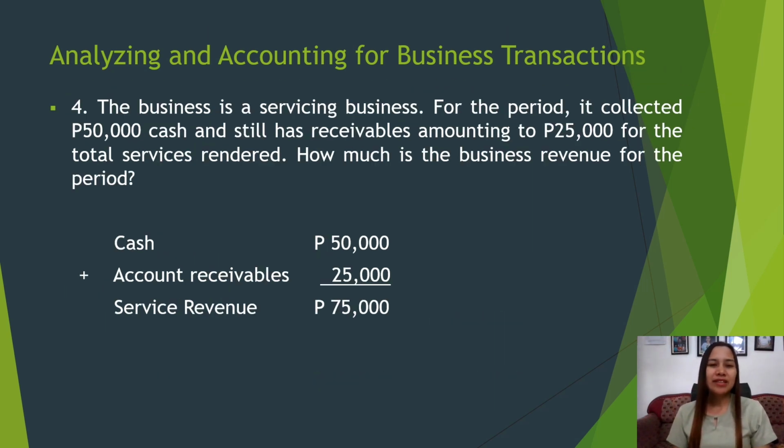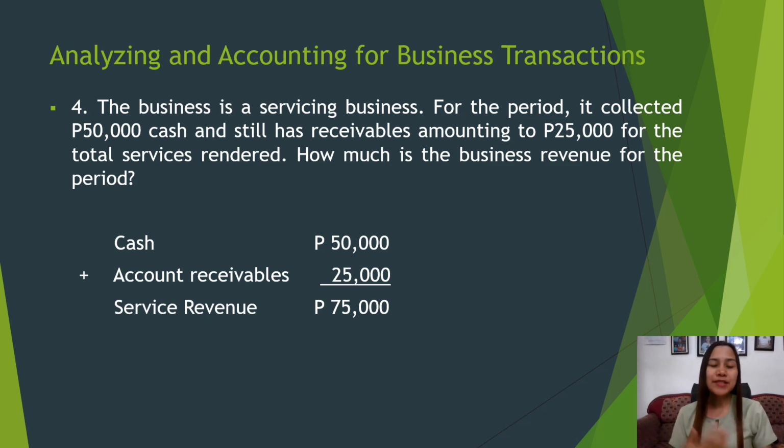Next transaction. The business is a servicing business. For the period, it collected 50,000 cash and still has receivables amounting to 25,000 for the total services rendered. How much is the business revenue for the period? It's just simply computed as cash 50,000 plus the accounts receivable 25,000. The service revenue is equal to 75,000.